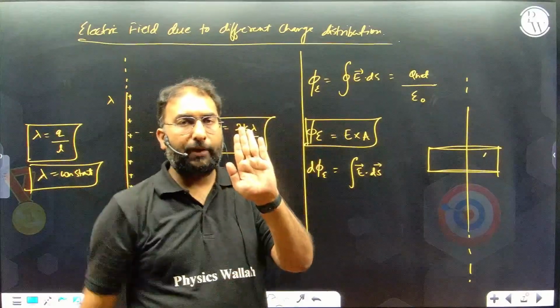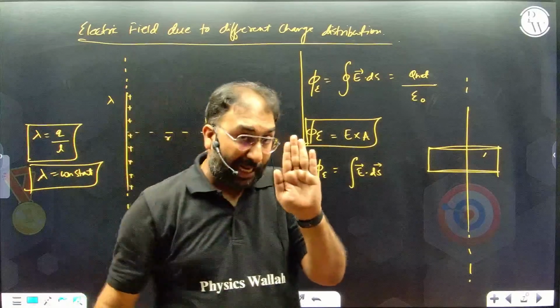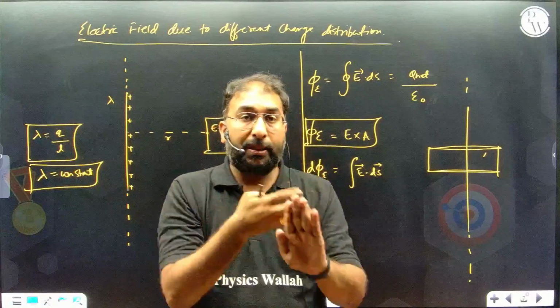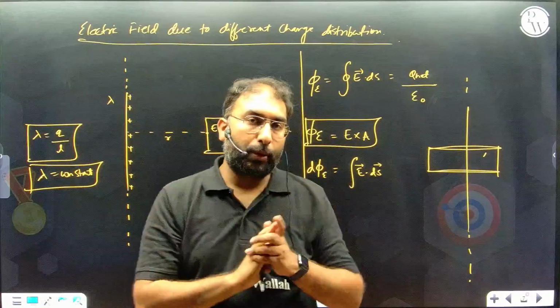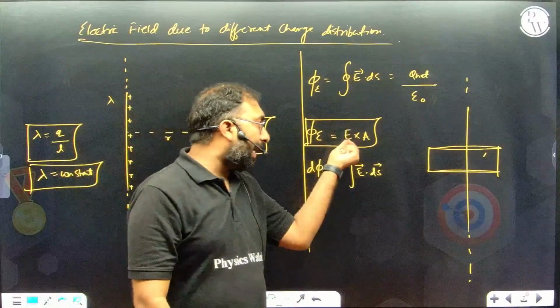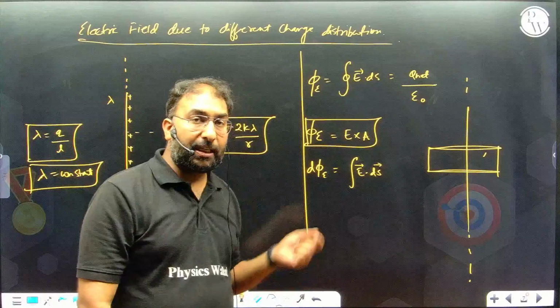In this case, what will happen? There is no electric field line crossing through this surface. So in this case, the flux will become 0, okay? So that can be written mathematically by multiplying E with A.